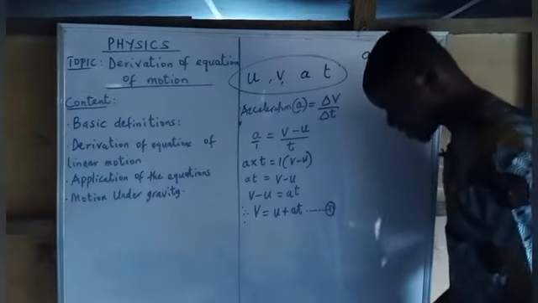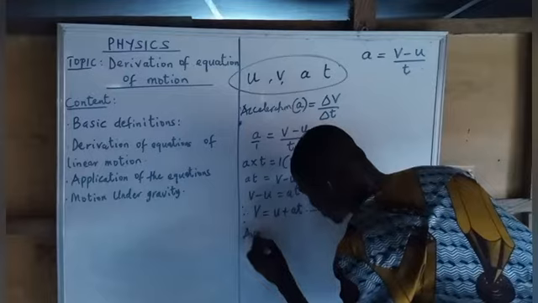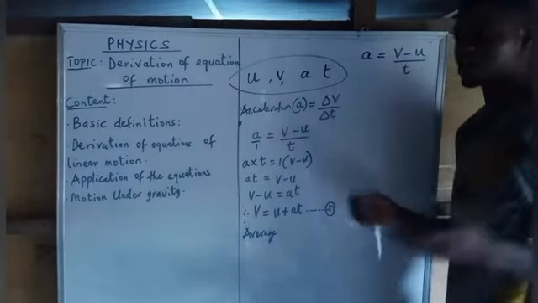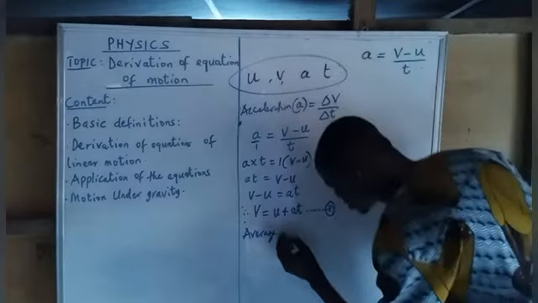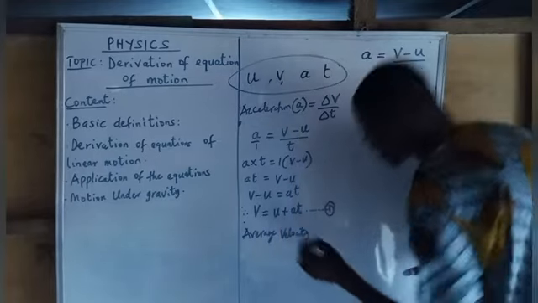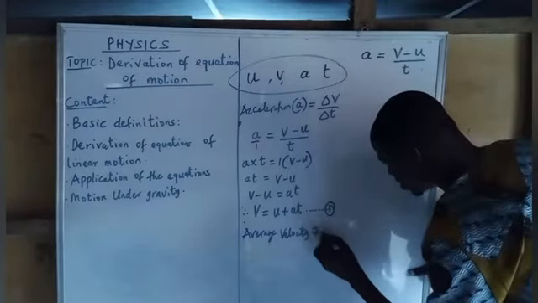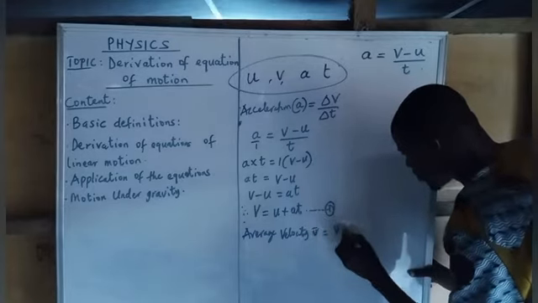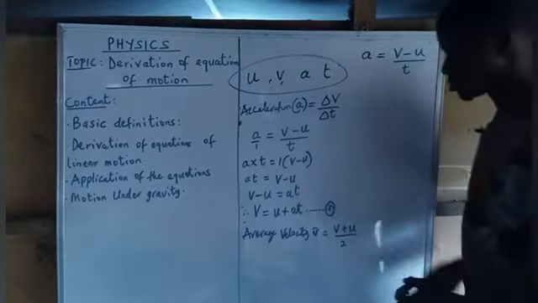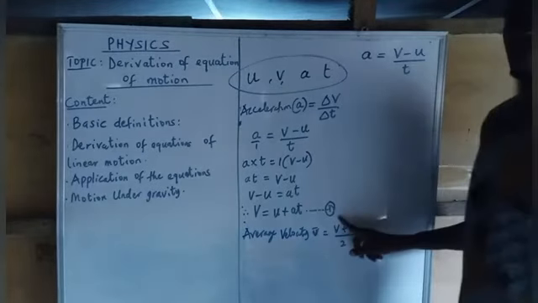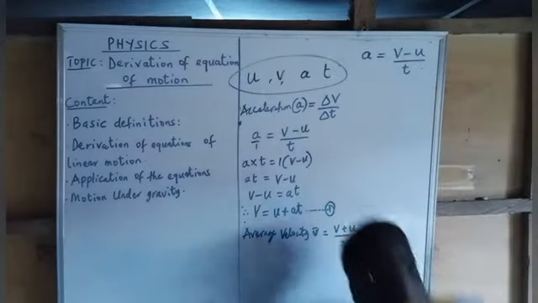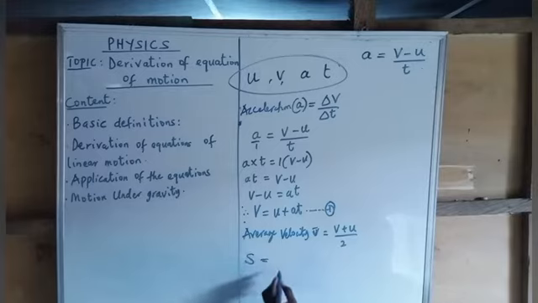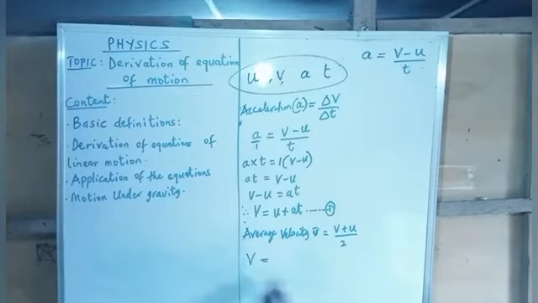To get the second one, let's say we define average. In mathematics, when you say average, it means you are adding two or more things and dividing by the number of appearances. So let's say the average velocity, v bar, is equal to V plus u divided by 2. Average velocity is equal to the final velocity plus the initial velocity divided by 2. And we also know that we define our displacement S as velocity V is equal to what?